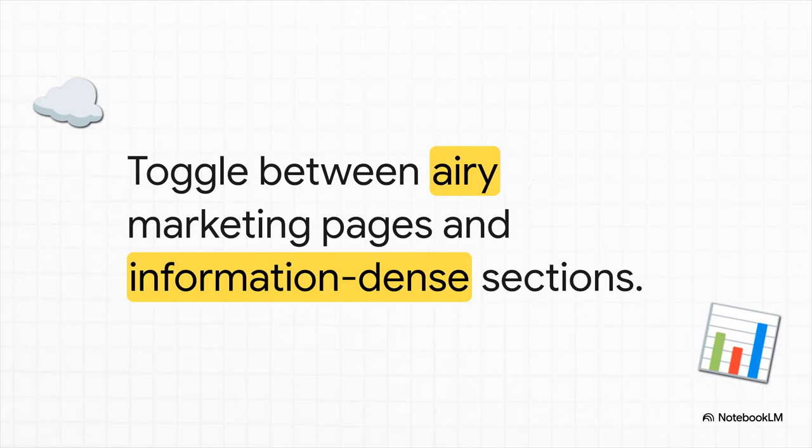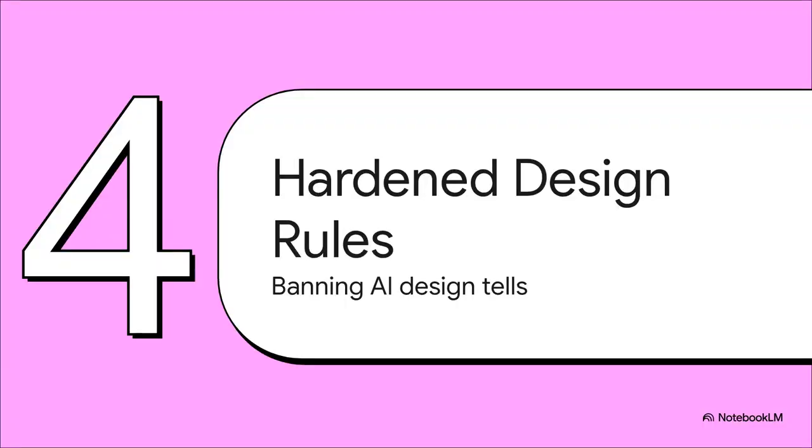And this is the magic. By tuning variance high for unique structure, motion to the middle high for rich interactivity, and density low for breathing room, these 3 dials combine to actively block the AI's most average instincts. That is the secret to preventing slop. Section 4, hardened design rules and banning AI design tells.